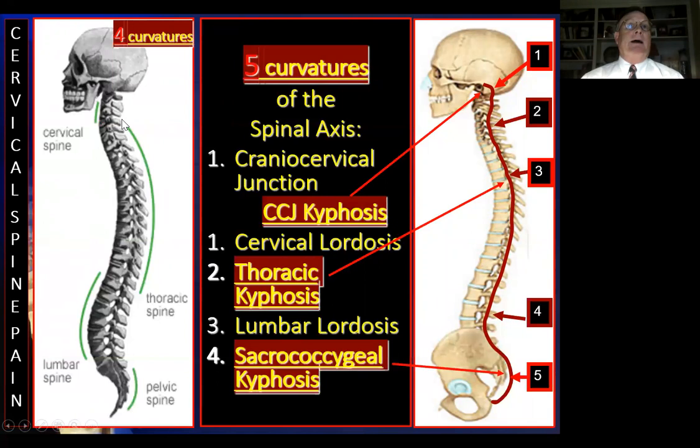Mostly we learned there were 3 curvatures in the spinal axis: the lordotic curves in the cervical and lumbar areas, and the kyphotic curve in the thoracic area. Well, now we say, okay, there's a sacrococcygeal kyphotic curvature here. So now there are 4 curves instead of 3. Actually, there are 5. The other kyphotic curve happens at the craniocervical junction, which is extremely important. So you've actually got 3 kyphotic curves: the craniocervical junction, the dorsal spine at the thoracic area, and the sacrococcygeal kyphosis, and 2 lordotic curves, the cervical and lumbar curvatures.